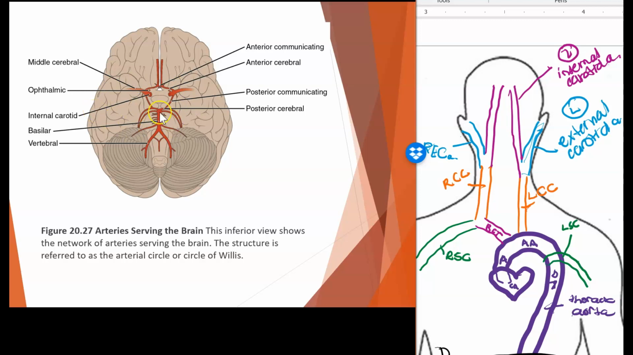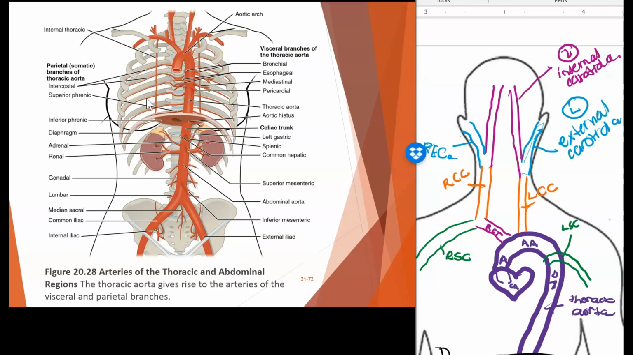So I don't want you to memorize the connections of all of these, but just know that these vessels all together create something known as the circle of Willis. This was named after a brain surgeon known as Thomas Willis, and he discovered that it supplies the brain, and it is also known as the cerebral supply of the brain.